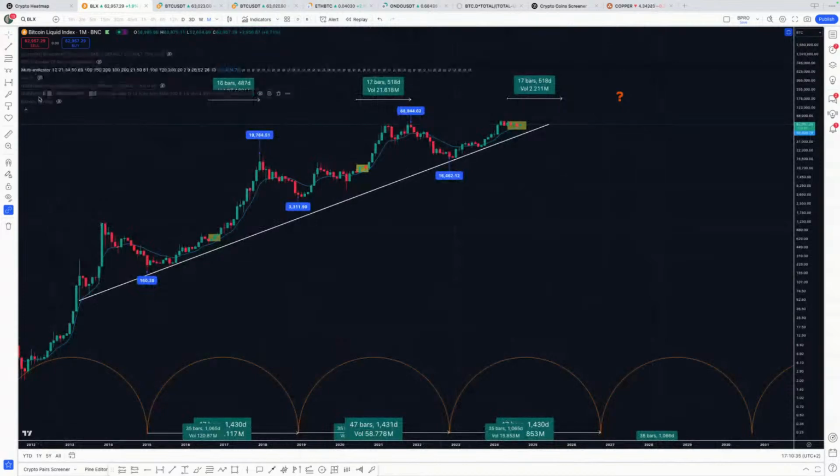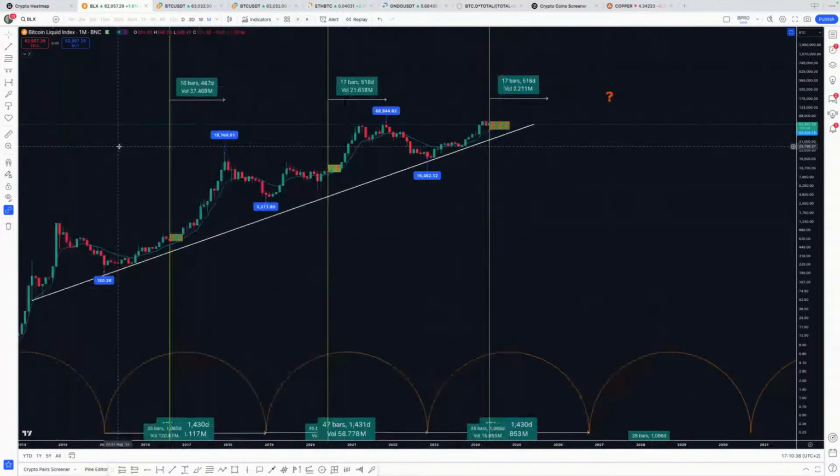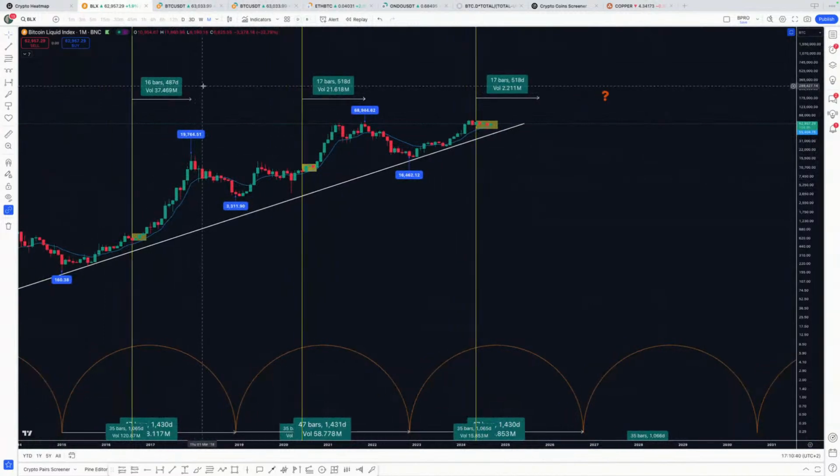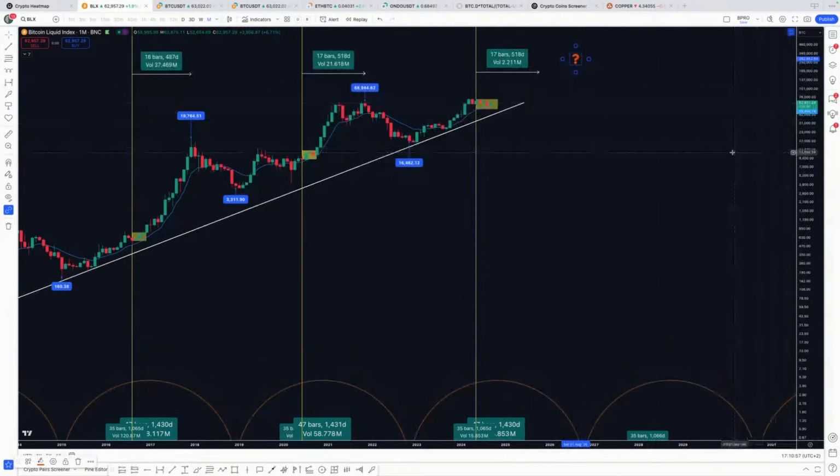Also, the funny thing is, if you connect all these halving events, Bitcoin takes around 500 days, as you can see here, between the halving event and the all-time high. And here it remains to be seen when a new all-time high will be printed.